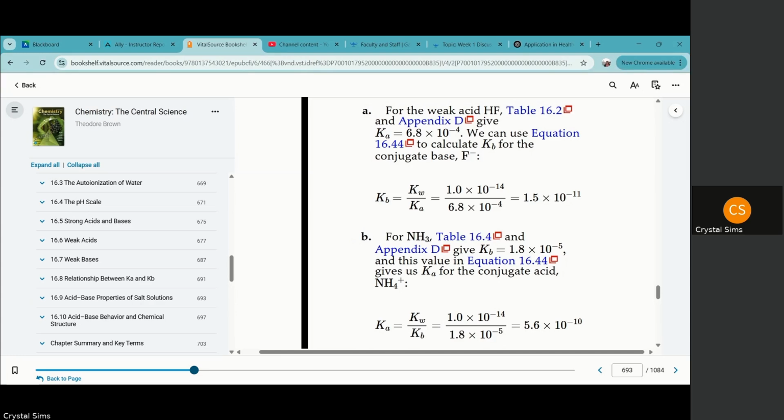So again, this is a pretty easy calculation. You just remember Ka times Kb equals Kw. But you have to remember that it is only for conjugate acid-base pairs. You can't use it.